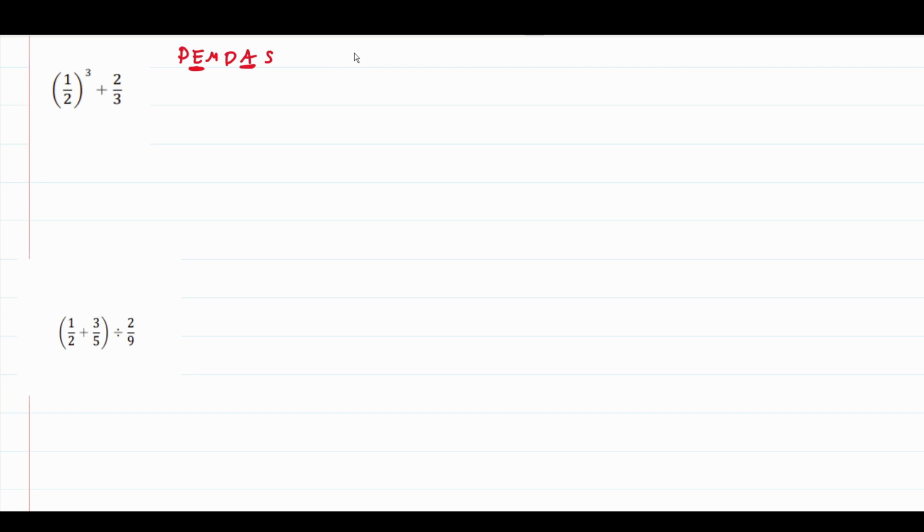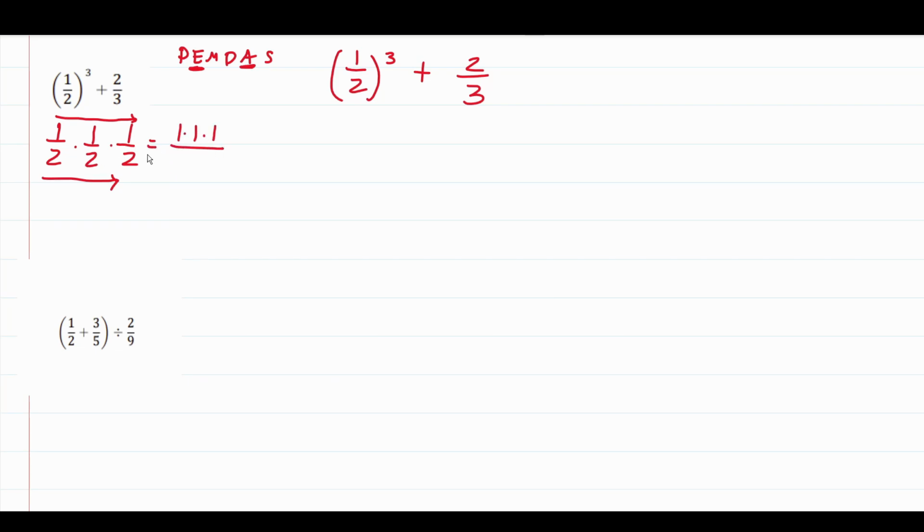But that said, to start, I'm going to copy this off to the side. We have 1/2 cubed plus 2/3. And I'm going to work this 1/2 cubed off to the side. 1/2 cubed is the same as 1/2 times 1/2 times 1/2. And again, we're just multiplying fractions, so we're just going to multiply straight across. So this becomes 1 times 1 times 1 over 2 times 2 times 2. 1 times 1 times 1 is just 1. 2 times 2 is 4, times 2 is 8. So this 1/2 cubed is 1/8.